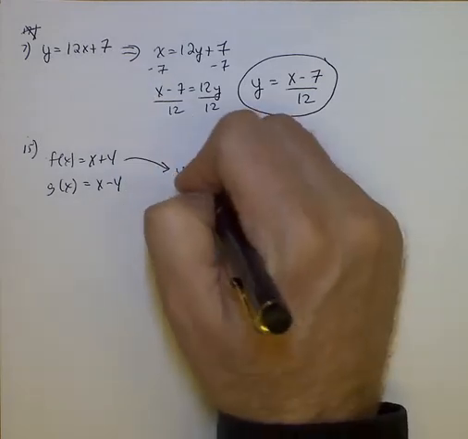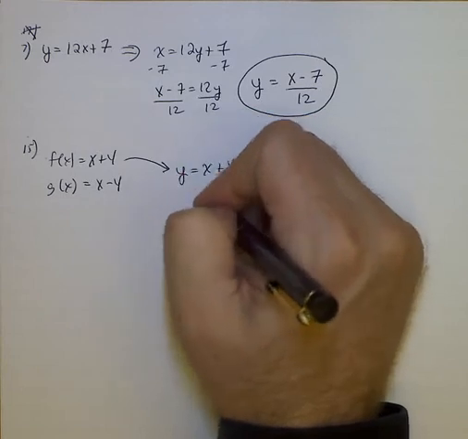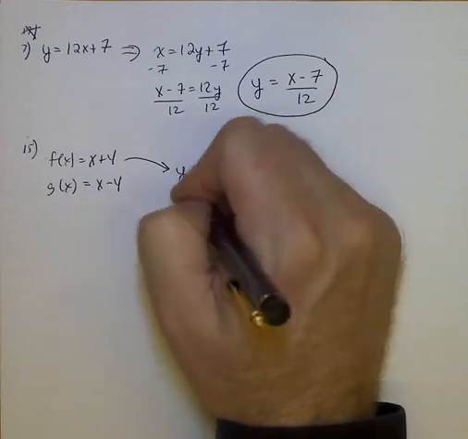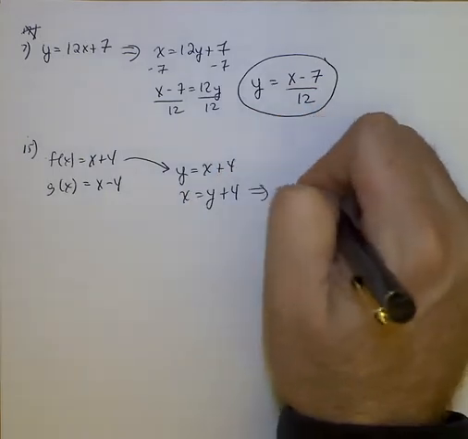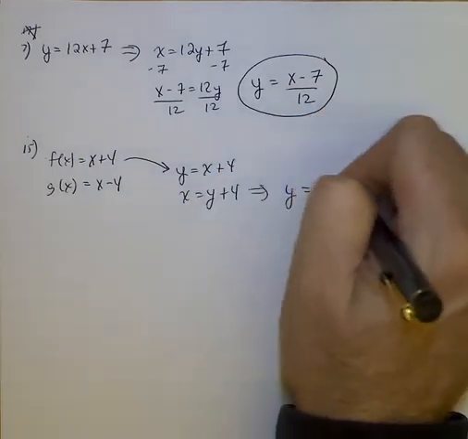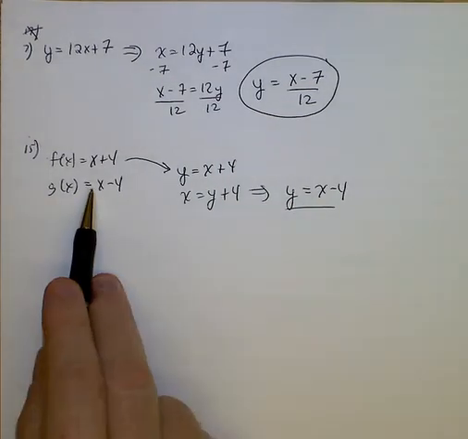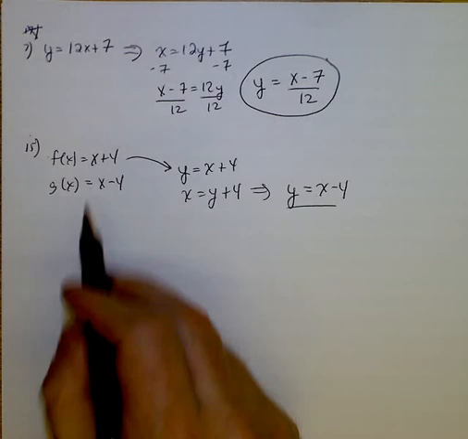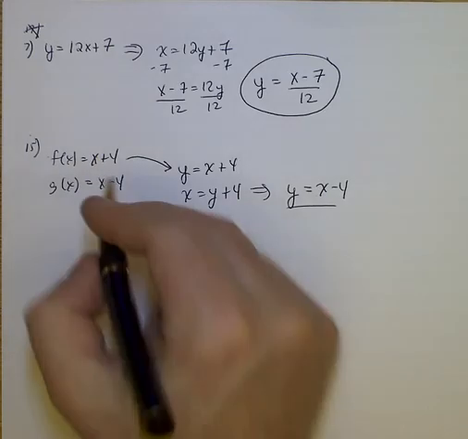We can rewrite f of x equals x plus 4 as y equals x plus 4. We can swap the x's and the y's, just like we did before, and then solve it in terms of y equals, and we get y equals x minus 4. And sure enough, this and this match. So that's one way to prove that these are inverses of each other. The other way to do it is to use composite functions.